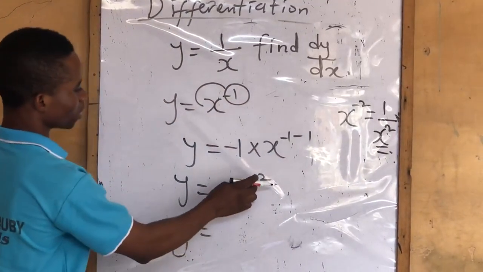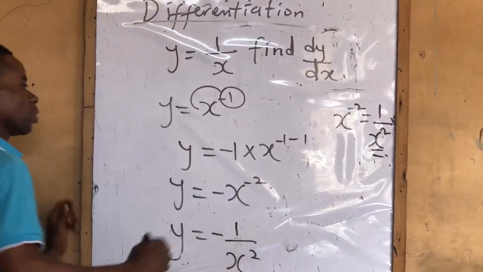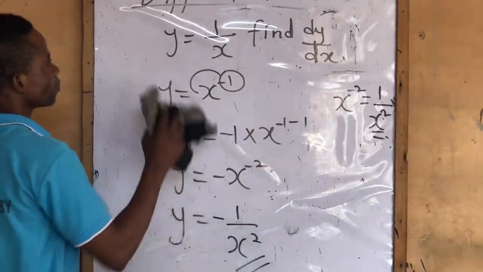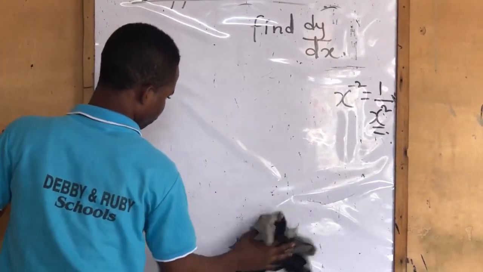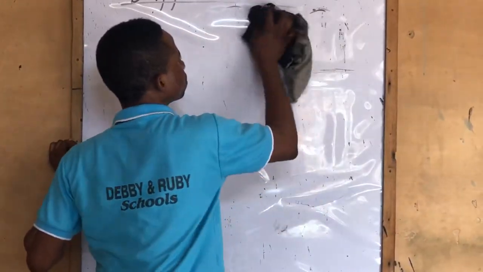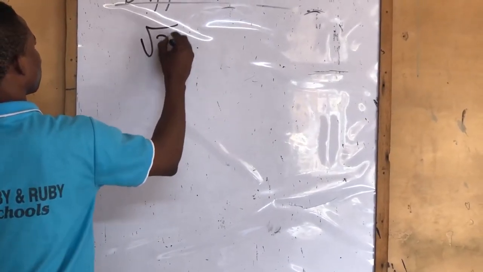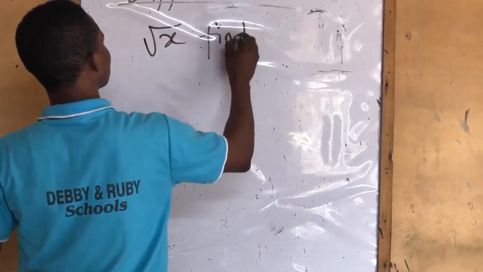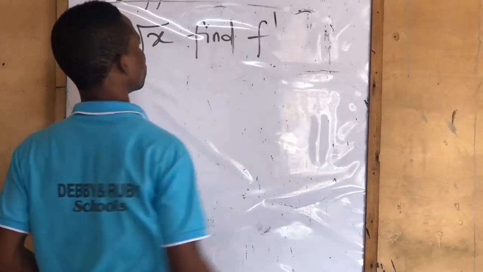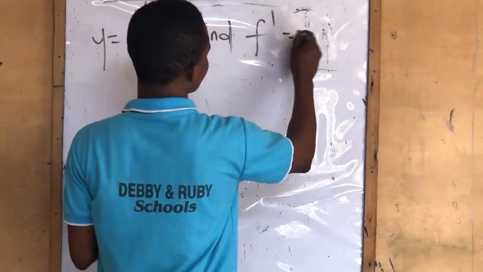So if I want to let this negative go, that will be minus 1 all over s squared. That is. Now let's look at another one. If I'm doing something like this, find, if y equals to this, find f prime. First derivative. It also means dy dx.